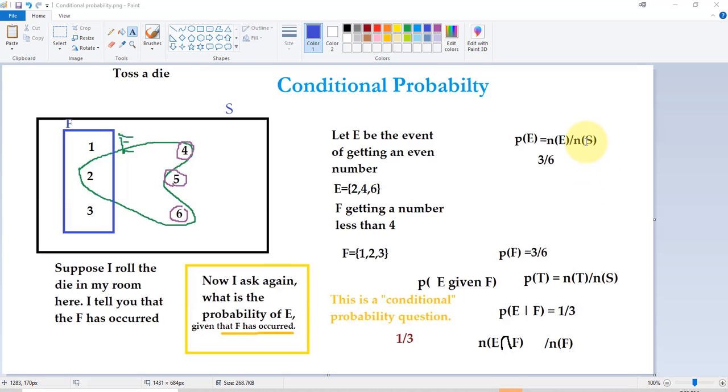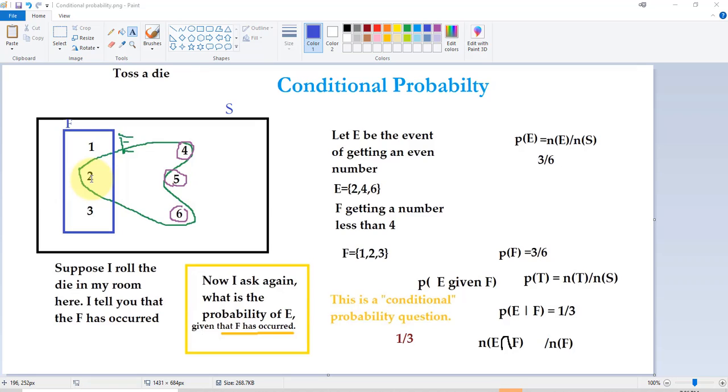Okay, and next, well, before we said it would be n of E, but not all of E is actually possible anymore, for the same reason. We said that only things in F are possible. So, is it possible to get a 4? No. We said that F has occurred, so 4 is out of the question. And how about 6? Is that possible? No. The only way to get an even number now, given that F has occurred, is if we get a 2.